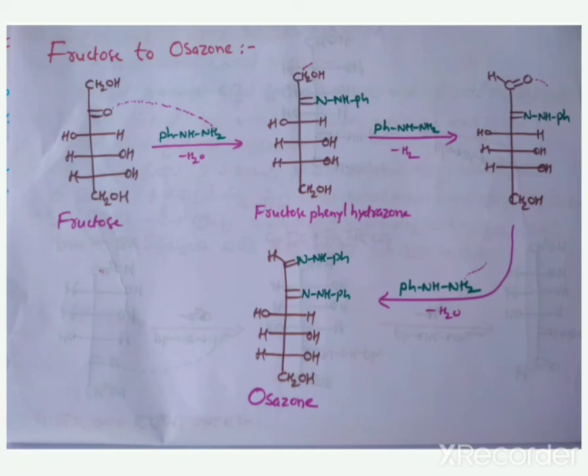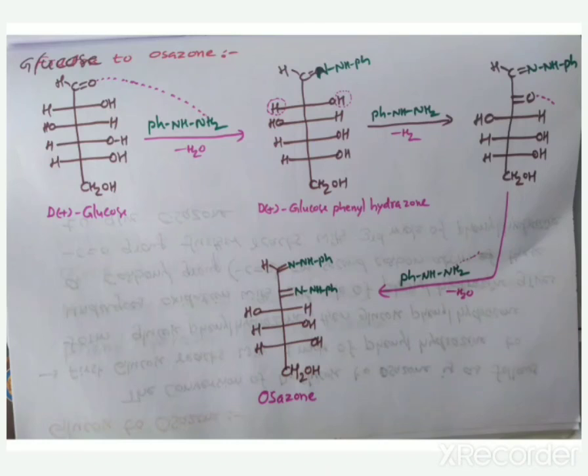In the previous question, osazone is formed from glucose. This is osazone. We prepared this osazone from glucose, so it is also known as glucosazone. Students, osazone from glucose is glucosazone. Osazone from fructose is fructosazone.